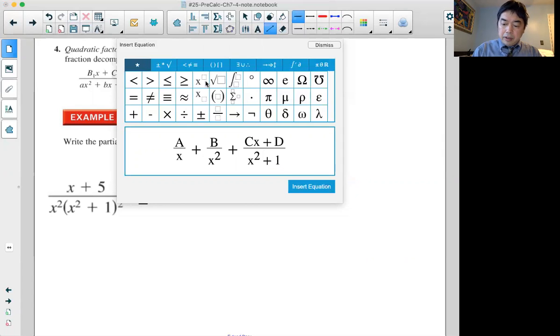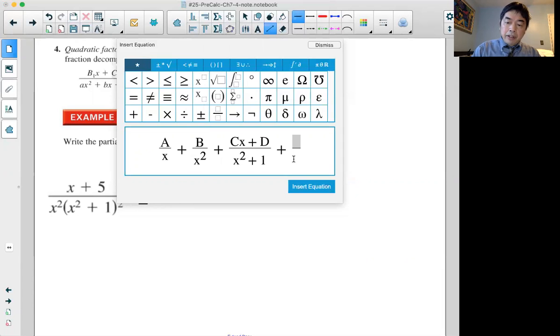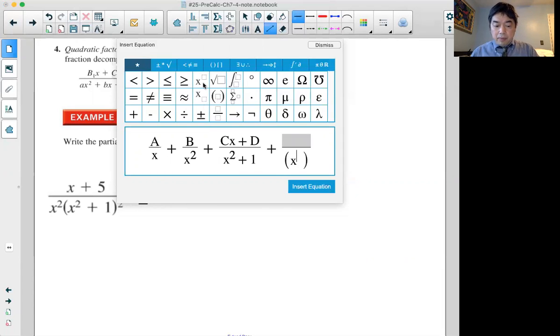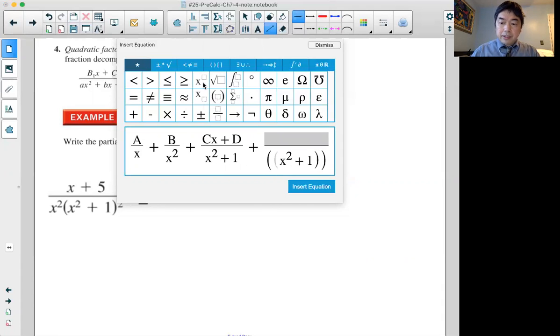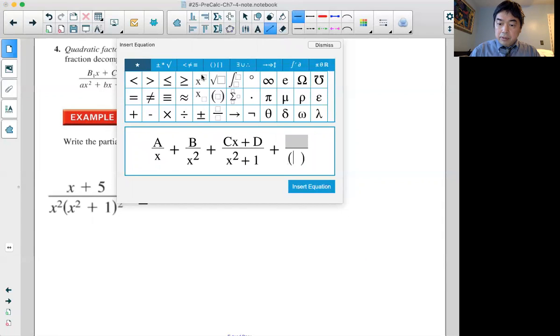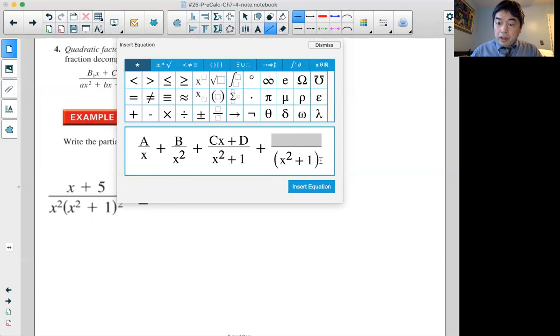All right, so next thing is you have to write down the exponents as it's written in the denominator. So I write down from the denominator here: x squared plus 1, closing the parenthesis, and outside you have to carry on the second power.